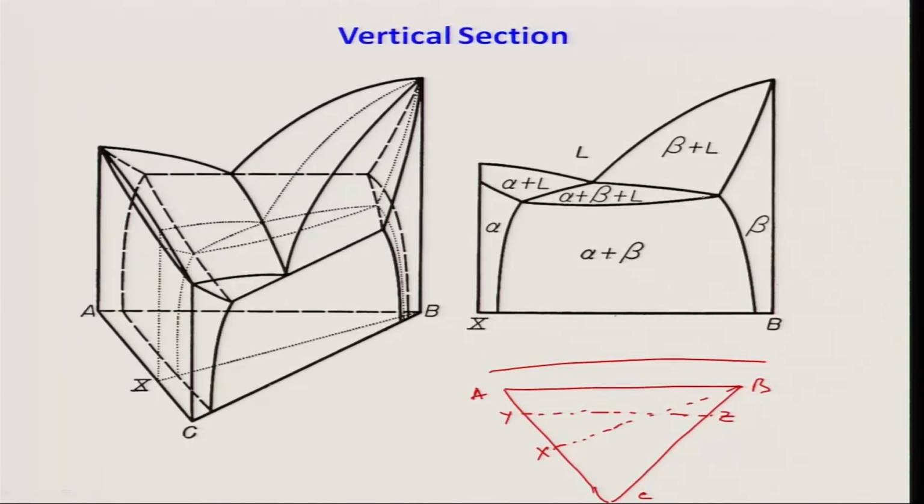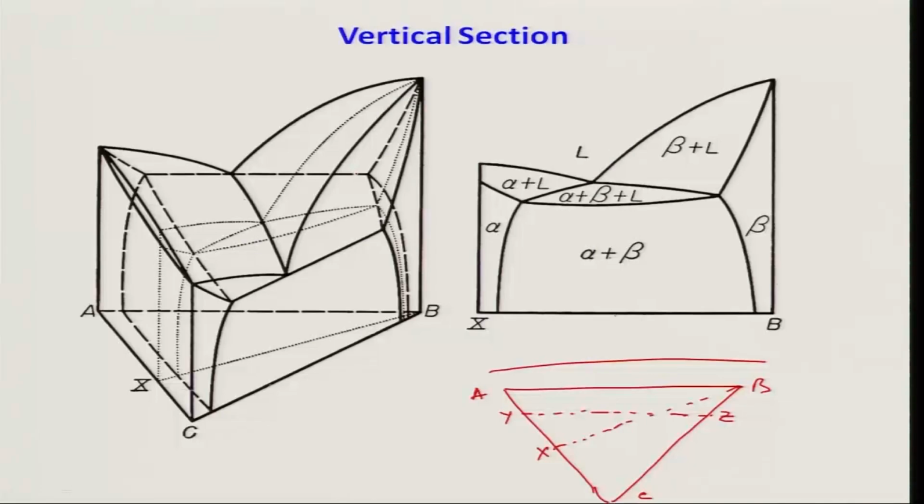The right side is very easy to understand because you are supposed to know the binaries very well. So, your beta and beta plus liquid are there on the right side, but on the left side what we have is alpha, that is also easy to understand, but alpha plus liquid and beta plus alpha plus liquid is what is difficult to conceive two dimensionally from the 3-dimensional picture.